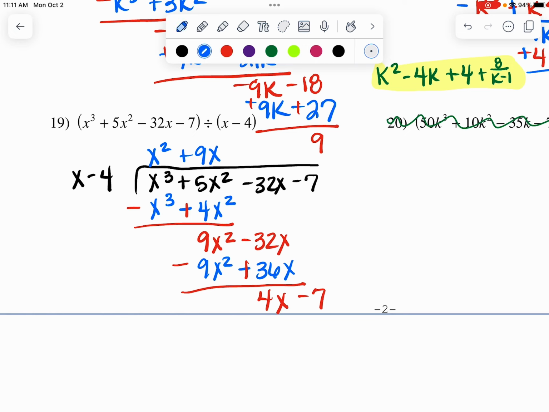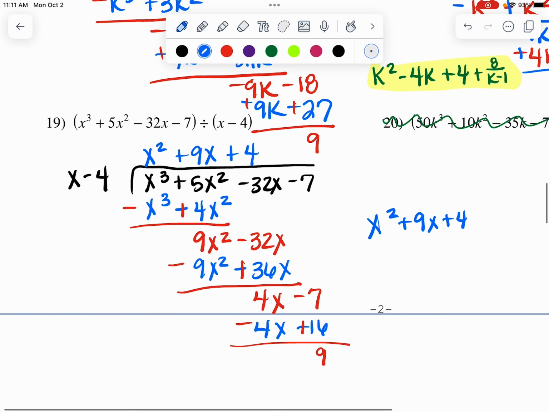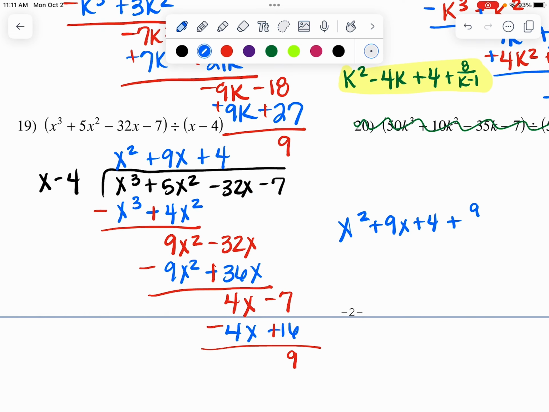None of these turn out pretty. Plus 4. So that's going to give me 4x minus 16. And then, of course, whenever I subtract, that's going to be, what, 9? So my answer for that one would be x squared plus 9x plus 4 plus 9 over x minus 4. That's the solution to 19. That was a very, very quick review over those long division problems.